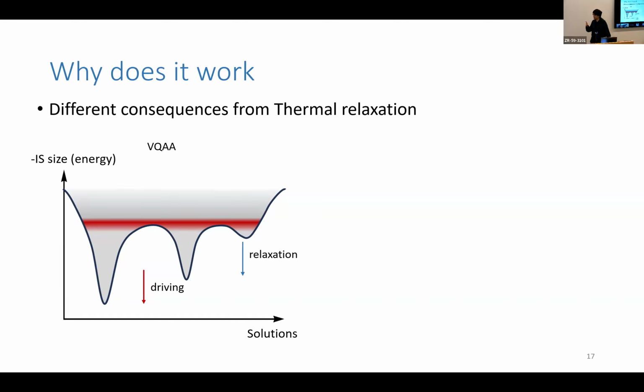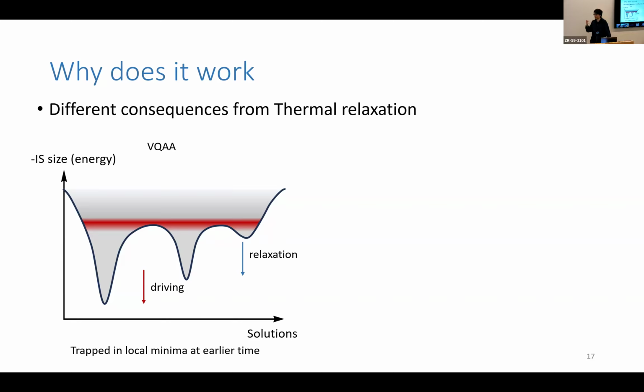So in the energy spectrum, the state is initialized at some high energy state, and the driving will gradually decrease its energy. But there is thermal relaxation that happens in the middle of the spectrum, in the middle of the evolution. So the relaxation will effectively lower the energy of the evolving state, which means they can be trapped at a local minimum at an earlier time.